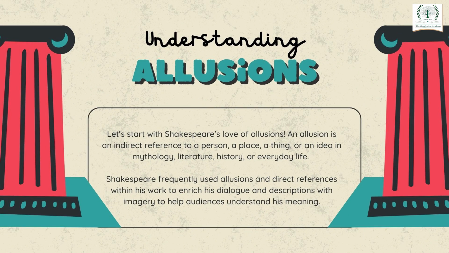Understanding allusions. Let's start with Shakespeare's love of allusion. An allusion is an indirect reference to a person, place, thing, or idea in mythology, literature, history, or everyday life. Shakespeare frequently used allusions and direct references within his work to enrich his dialogue and description with imagery to help the audience understand his meaning.